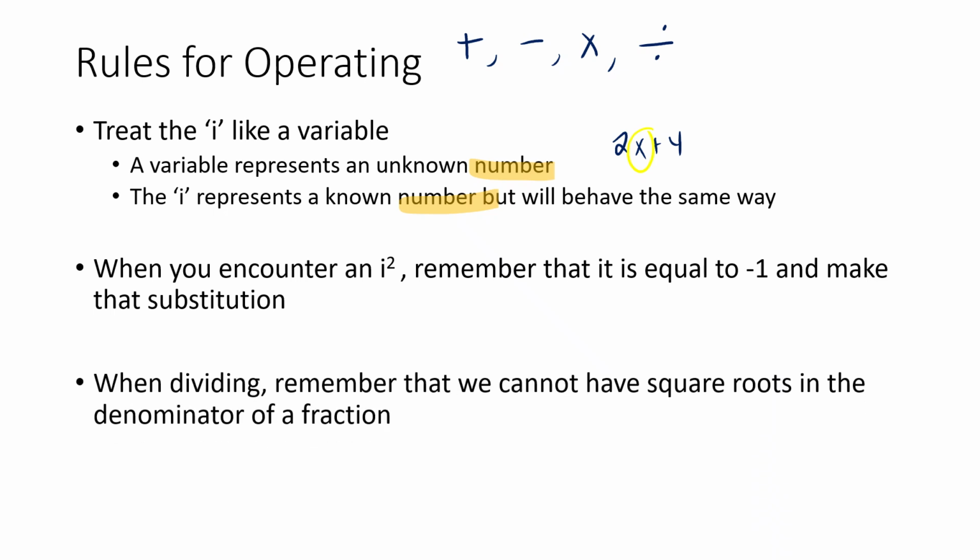And lastly, when you are dividing, remember that we cannot have square roots in the denominator of a fraction. So when we're dividing, if you have something like (2 plus 3i) over (2 minus 5i), that really is 2 minus 5 square root of -1. And so we're not allowed to have that square root of -1. So division is pretty much, how do I get out of that? So where I have that i.